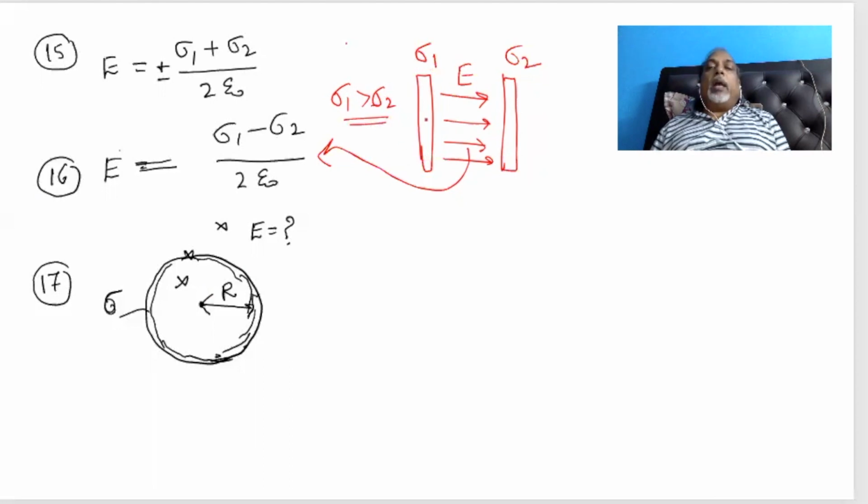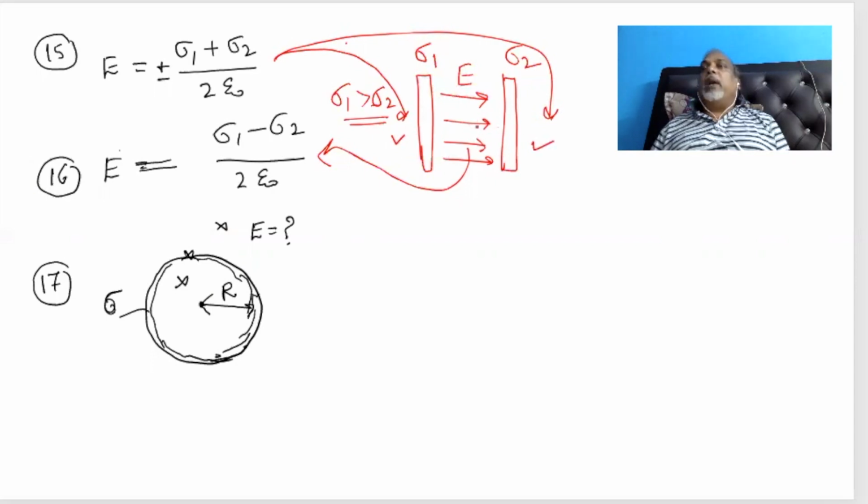In this formula, it is assumed that sigma 1 is more than sigma 2. And this other formula gives you the electric field on the sides, the left side and the right side. That's why it is plus and minus: one will be plus and one will be minus depending on the surface charge density of the plates. Please do remember all these things.